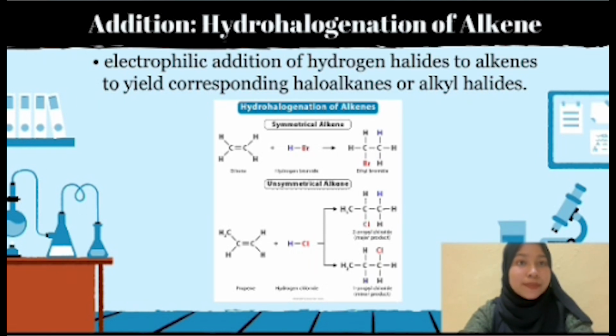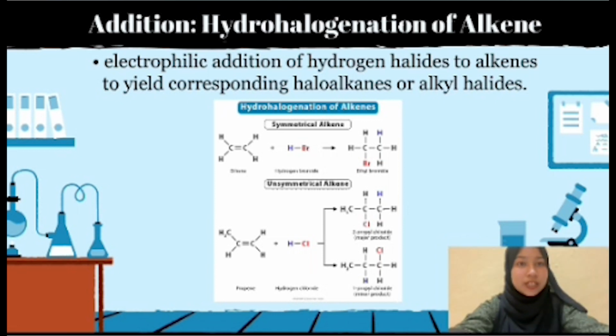For hydrohalogenation reaction in symmetrical alkenes, the halogen will be added to one of the carbon atoms and the hydrogen will be added to the other carbon atom. As you can see in the diagram, the example given is the reaction between ethene and hydrogen bromide to produce ethyl bromide, and ethyl bromide is the only product possible for this reaction.